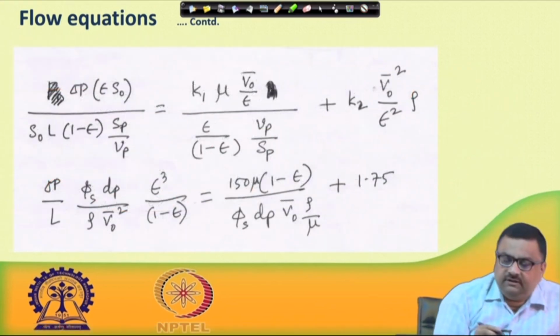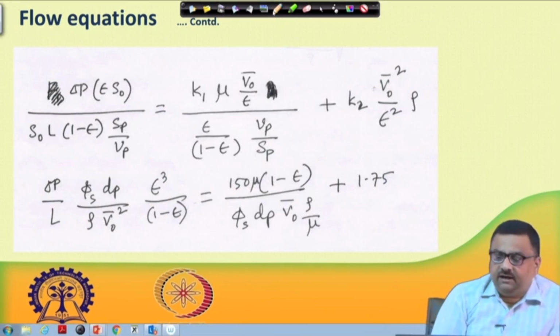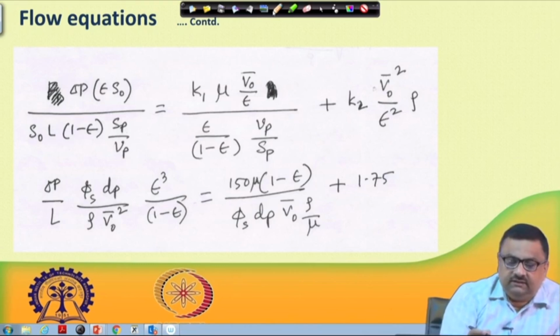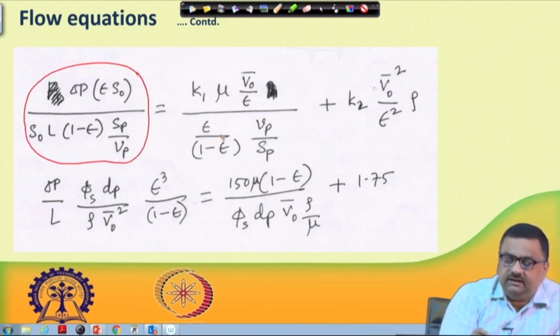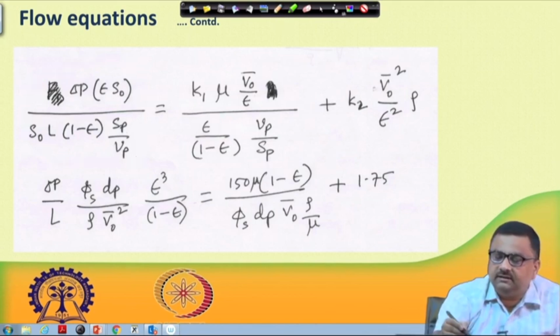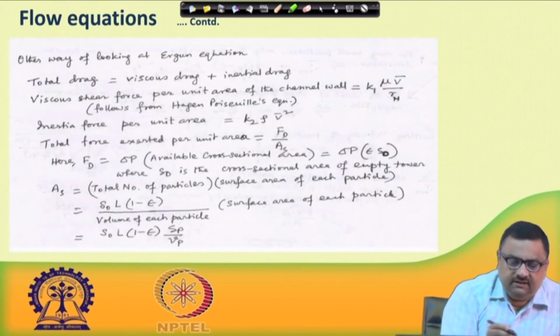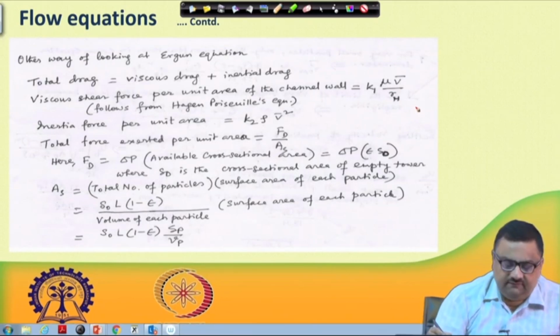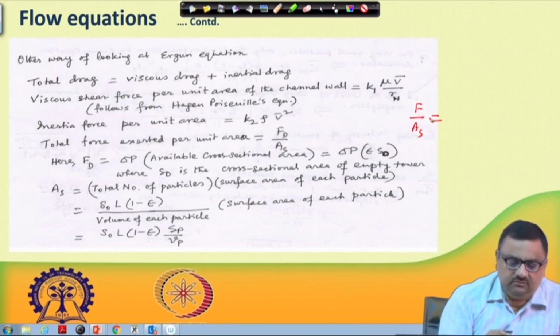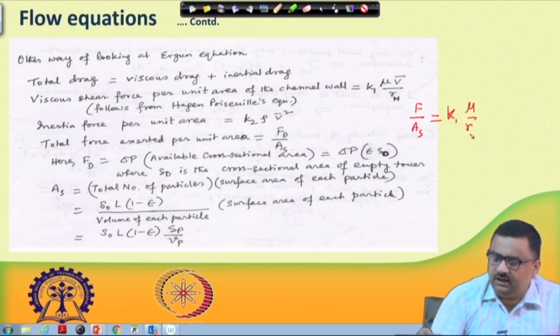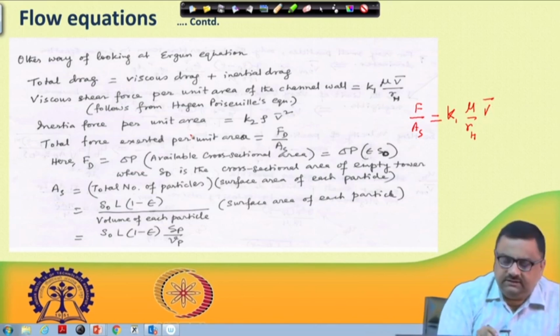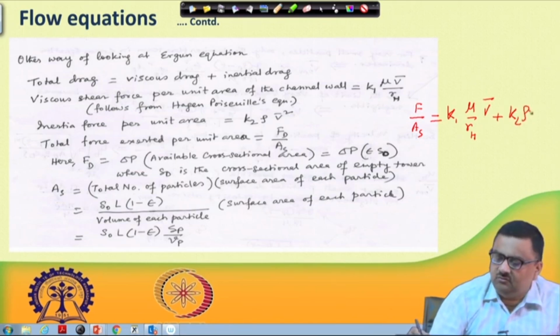Now if we expand this, see here they are writing it as K1. Let us go back once again and revisit. What we have here is the total drag. The total force exerted per unit area is Fd divided by As, and that is equal to the viscous shear force per unit area, which is K1 mu by RH into V bar, plus the inertia force per unit area, which is K2 rho V bar square.